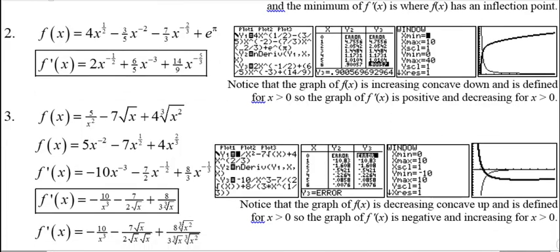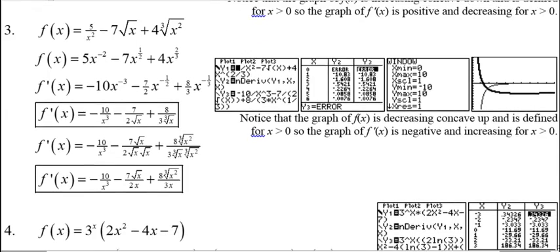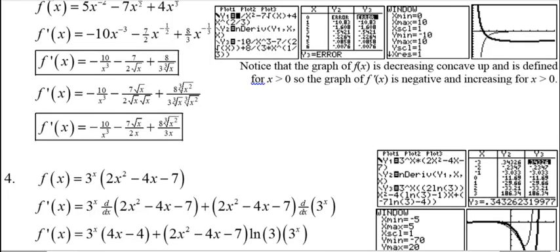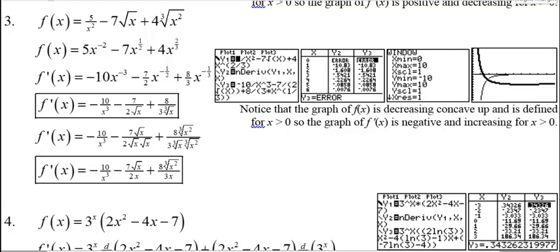Alright, on to number 3. Okay, go back here. Alright, 5 over x squared minus 7 square root of x plus 4 times the cube root of x squared. Well, in that form, it's kind of messy, but if we rewrite this using our properties of exponents, then we see that it's no harder than the last two. It's just a sum of power functions.